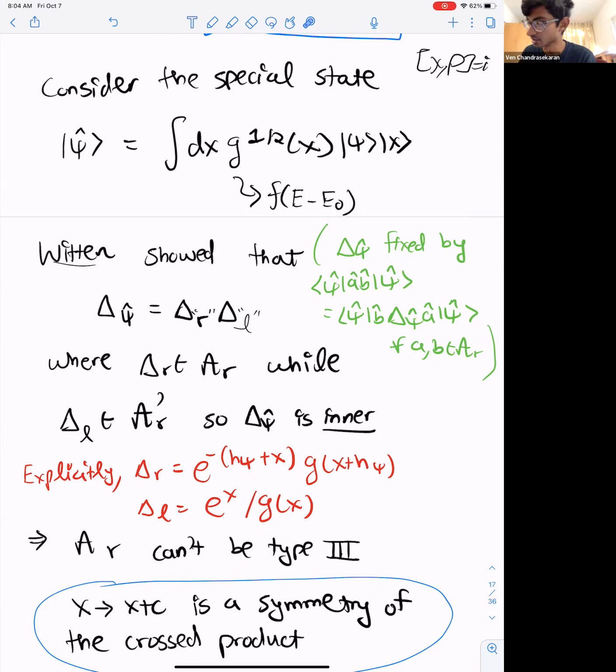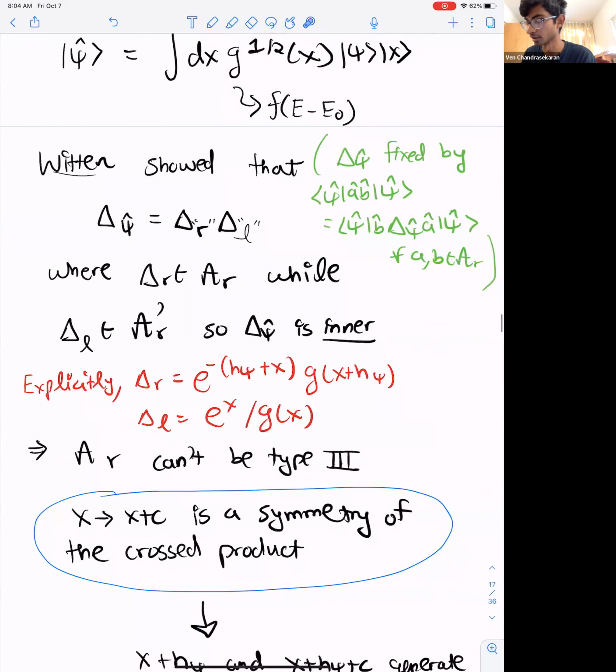So you take this condition here, and you can show that this modular operator can be split into two pieces, where delta R lives purely in the right cross product algebra and delta L lives purely in the commutant. So we say that now the modular operator generates an inner automorphism because it can be split into pieces associated to the respective algebras. This is really nice because we weren't able to do that before.